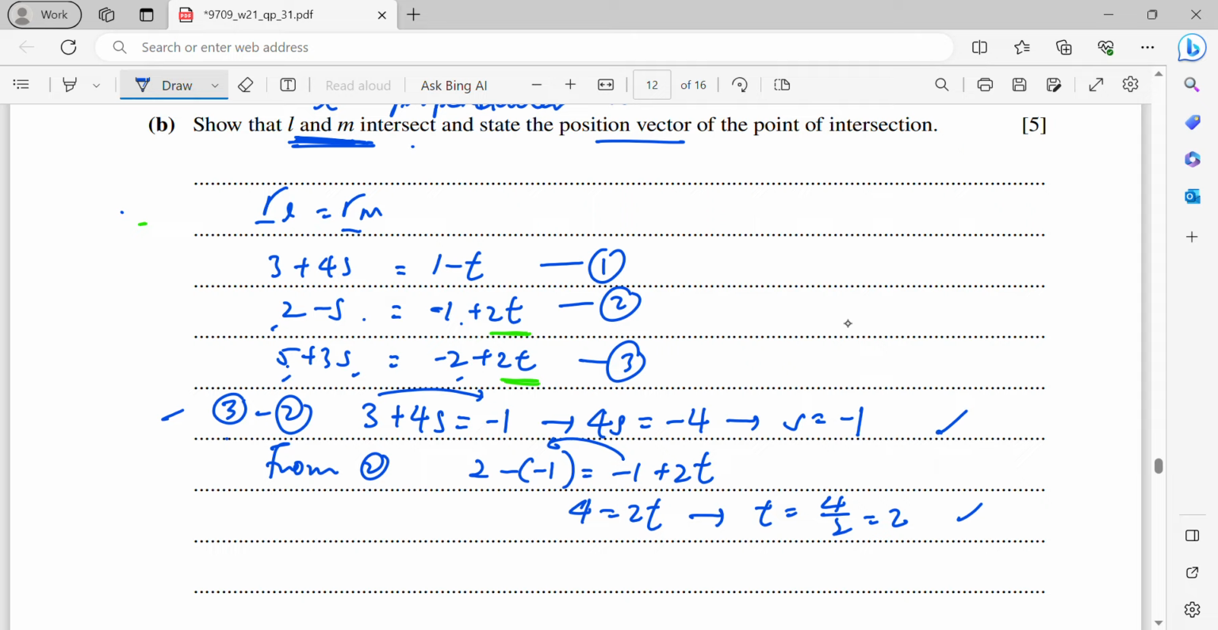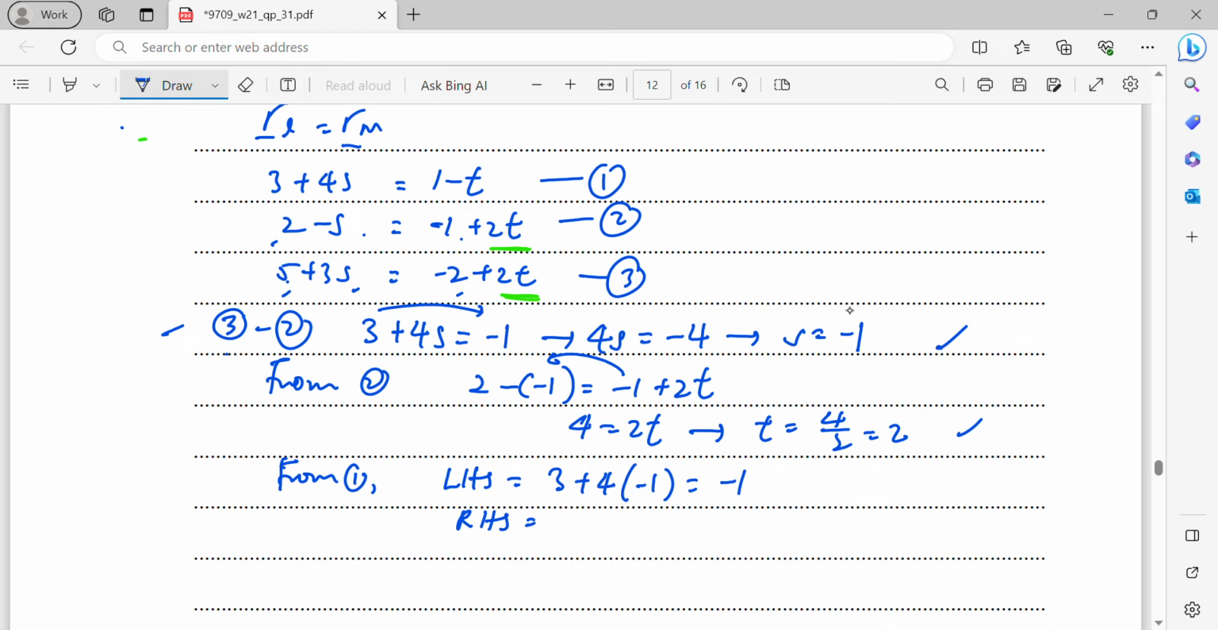This means I have to check the first equation whether the left and right hand sides are the same or not. From the first equation, the left hand side is 3 plus 4s. s is -1, therefore I'm getting -1. Now, for the right hand side, I will get 1 minus t. t is 2, so 1 minus 2, therefore I'm getting -1 as well. So the left hand side is the same as the right hand side, which means L and M are intersecting.